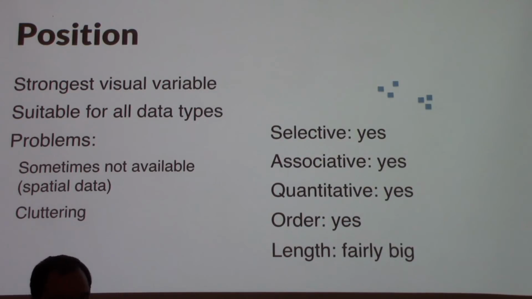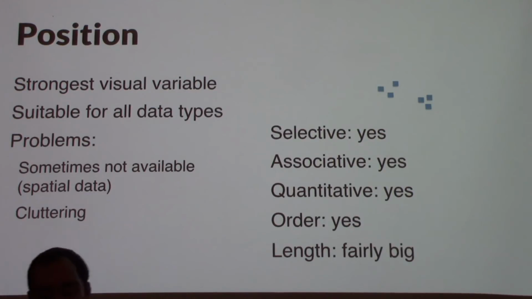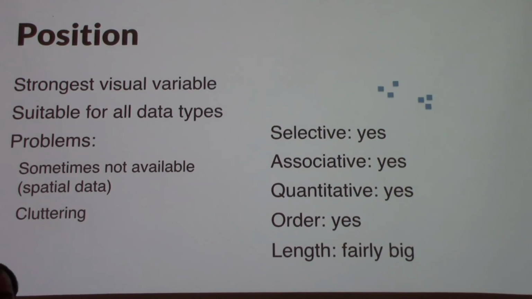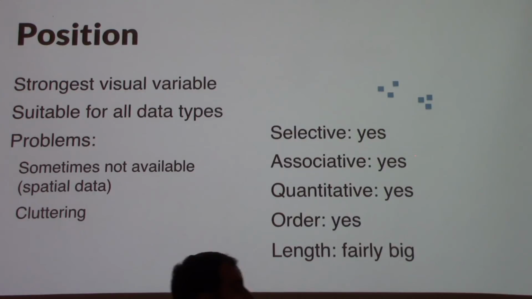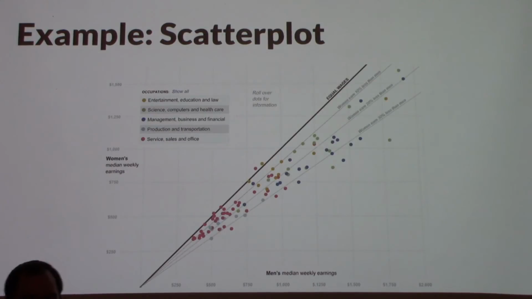So position, as I already mentioned, is the strongest visual variable, since it's really suitable for all data types, but it also has some problems. Sometimes it's not available. If you have flow data, for example, if you have spatial data, then you can't use position. This is also what I mentioned, that this divides scientific visualization from infovis. And it can also lead to cluttering. If you have a lot of items, a lot of marks in the same spot, then position isn't that great. And it is actually all of these attributes that are yes for position, and we have a pretty rich vocabulary, so we can distinguish a lot of positions. Here, the scatter plot is the classical example for position.